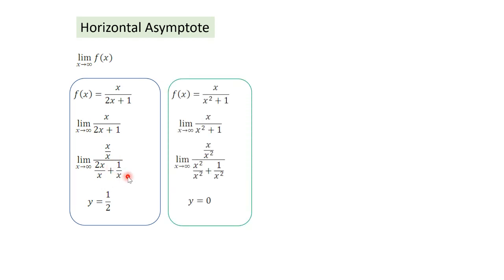If I look at a bottom-heavy graph and I divide through by the highest degree, which is x squared, so I divide every term on the top and bottom by x squared, you can see you're going to end up with 1 over x, and the limit to infinity of 1 over x is 0, over 1. So it's going to be 0. So your horizontal asymptote for any bottom-heavy graph is always going to be y equals 0. It doesn't matter what the coefficients are.